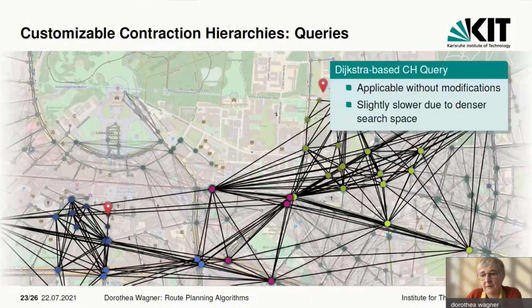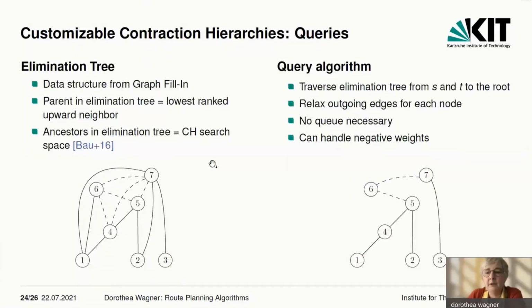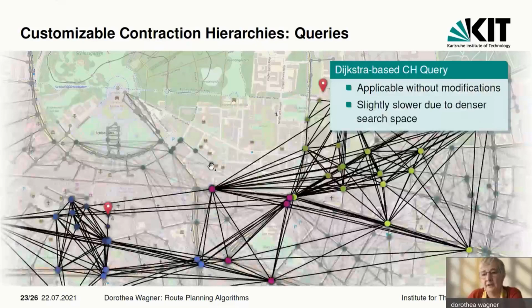How does the query look like? In contraction hierarchies, we had a Dijkstra-based query, just a bidirectional Dijkstra that can be applied also in the customizable contraction hierarchy approach. But we can be, well, more clever. One step back. So this Dijkstra-based contraction hierarchy query is applicable without modifications, but it's a bit slower than in the original contraction hierarchy.